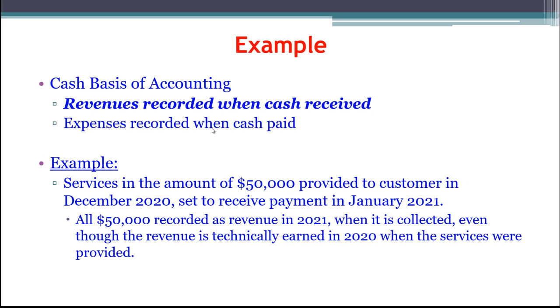Now let's look at a similar situation. Services in the amount of $50,000 were provided to the customer in December of 2020. So that's when they provided the service, but they aren't going to receive the payment until January 2021. All $50,000 of this revenue will be recorded in 2021 when it's collected, even though arguably they earned it in 2020 because that's when they provided the services. Under the cash basis of accounting, again, the only thing that matters is when the cash got collected.